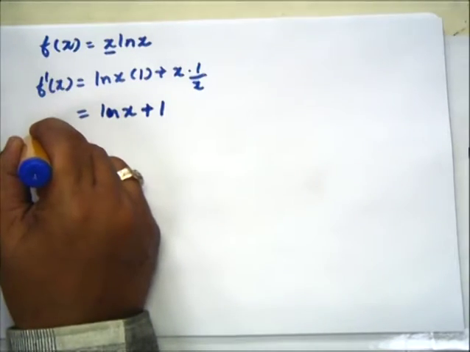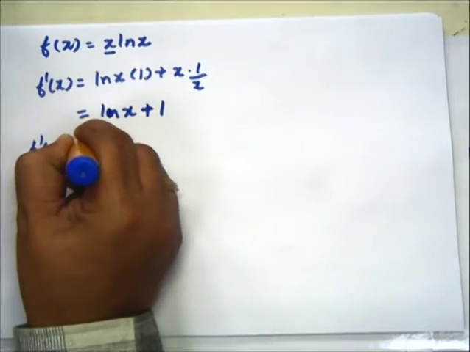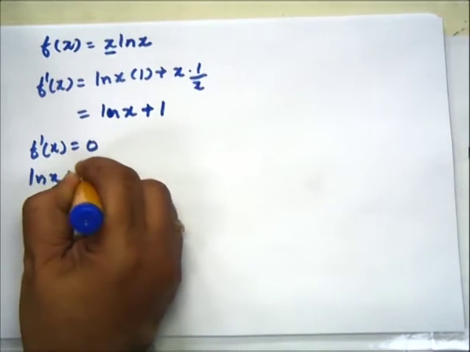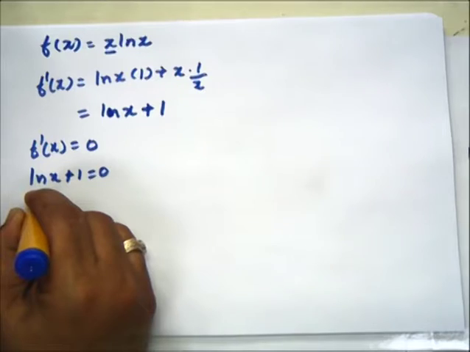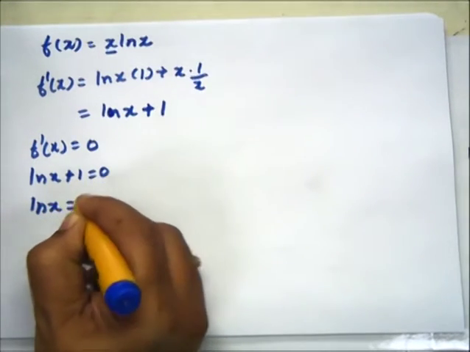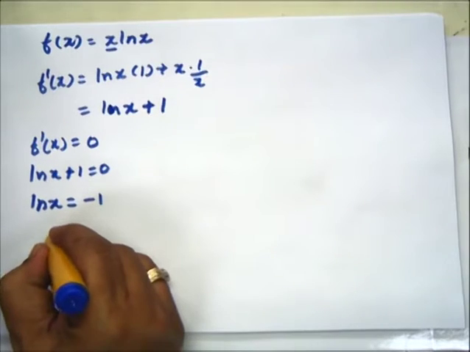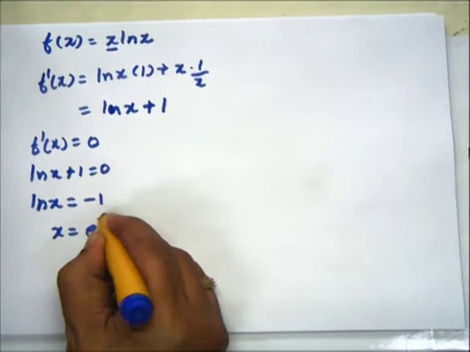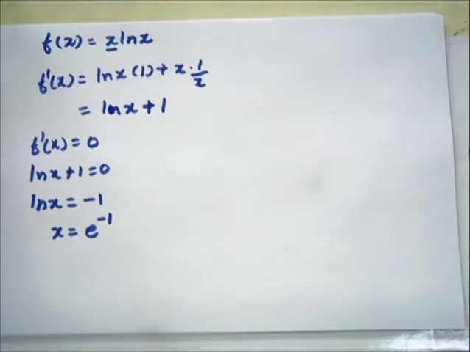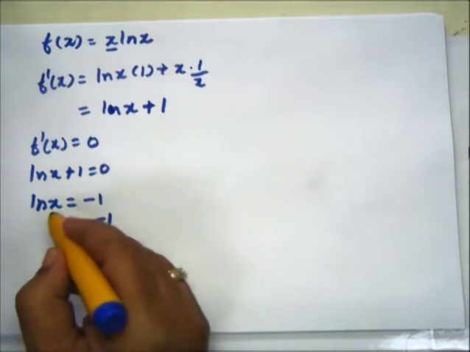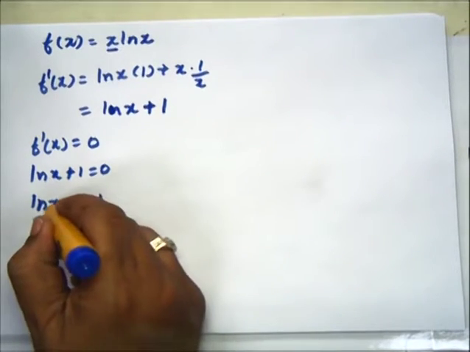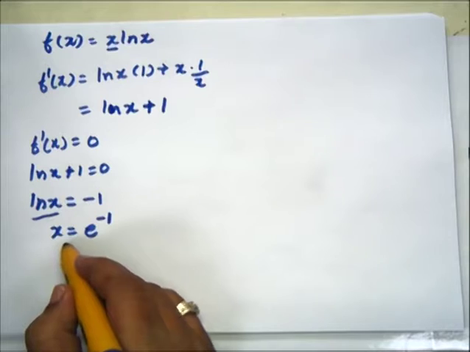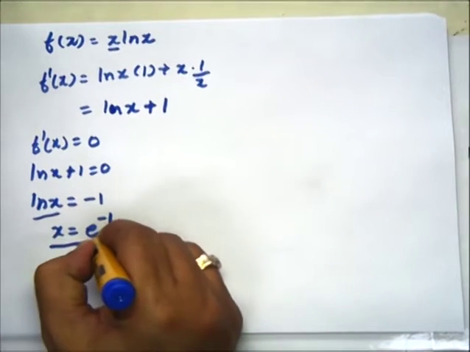Now if we find the roots of f dash x is equal to 0, we have log x plus 1 is equal to 0. So log x is equal to minus 1. So x is equal to e raised to minus 1. If we get the value of x from log x is equal to minus 1, we have x is equal to e raised to minus 1.